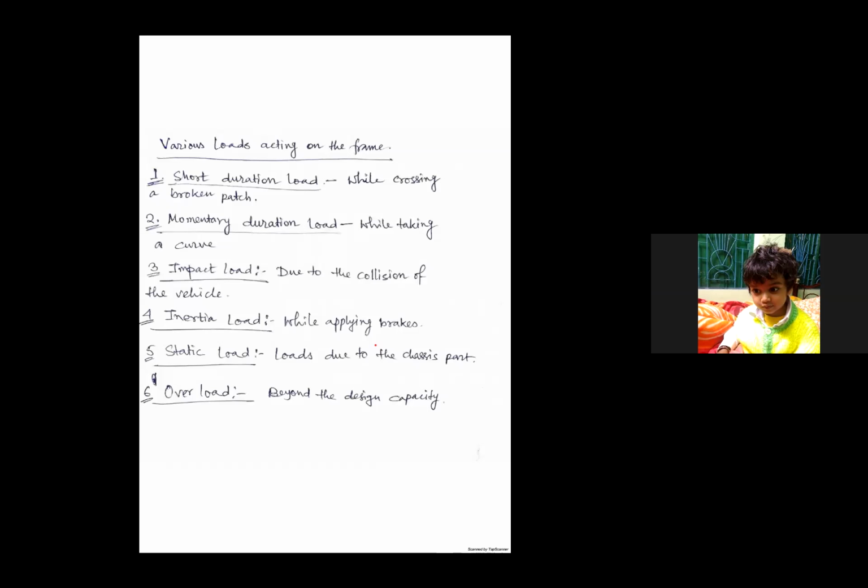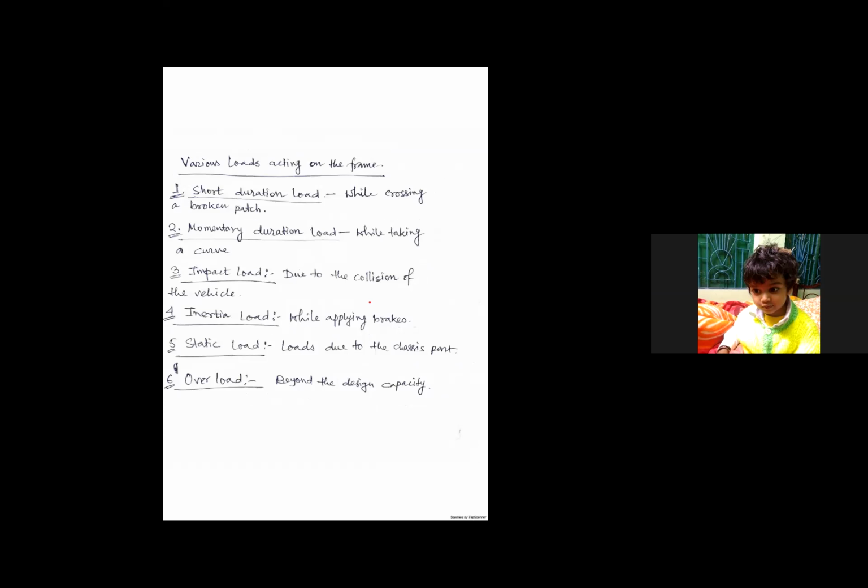loads. Various loads are also applied to the chassis frame. When a car is moving on a road, different kinds of loads are impacting the vehicle, like short duration load, momentary duration load, impact load, inertia load, static load, overload. Okay. These first five are not in our hand or in the driver's hand.